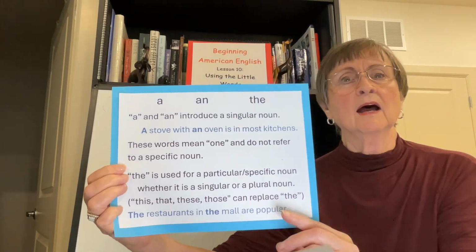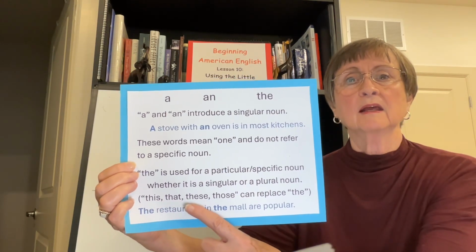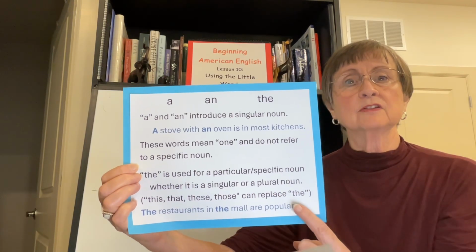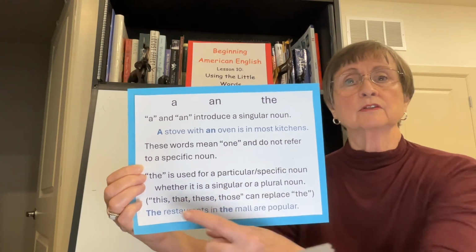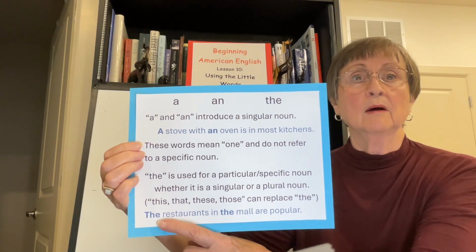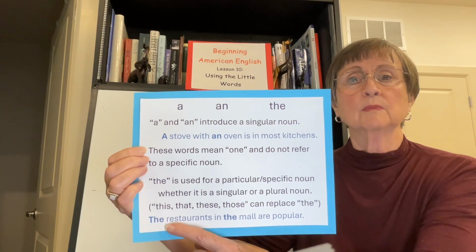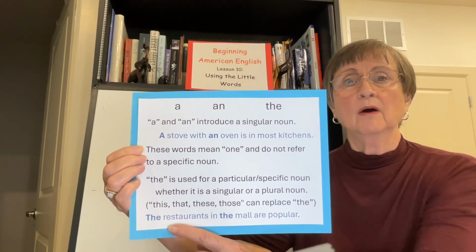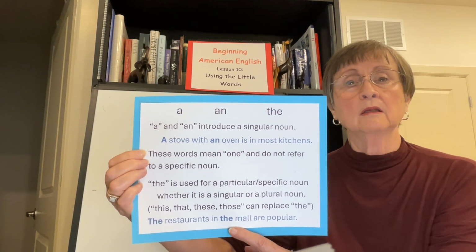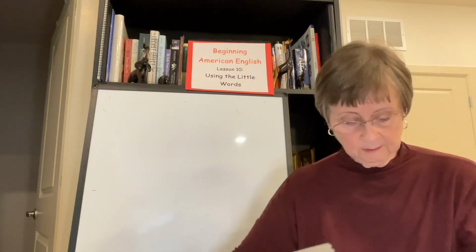Also, just as an aside, if you really want to be specific, put this, that for a singular noun, or these, those for a plural noun instead of the. But we're going to practice using the in the sentences. The, remember I say the because that's how we pronounce it so much. We pronounce it the when it's before a consonant usually. The restaurants, plural, in the mall, singular, are popular. Okay.